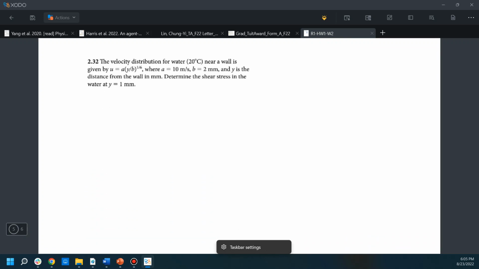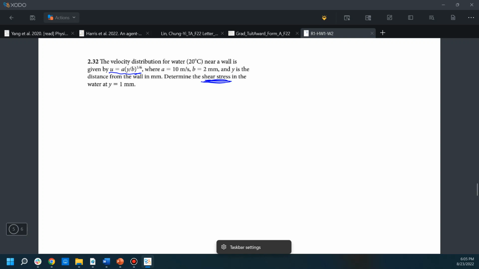Problem 2.32. The velocity distribution for water at 20 degrees Celsius near a wall is given by these equations, and the variables a and b are also given, and y is the distance from the wall in millimeters, and we want to determine the shear stress in the water at y equal to 1 millimeter.